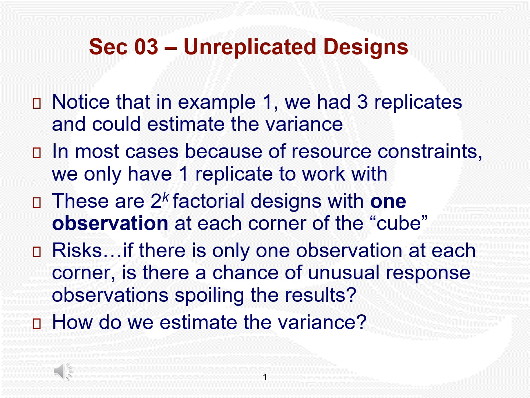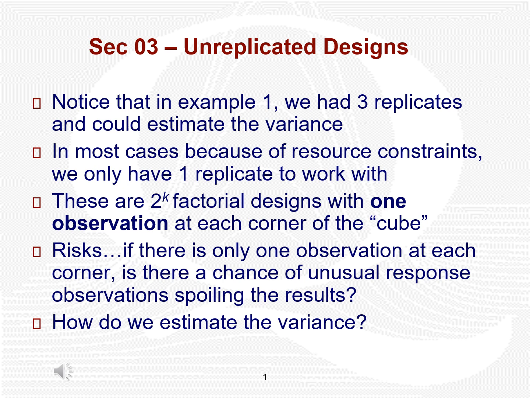Recall that we had 3 replicates for the chemical example. This is what allowed us to estimate the variance. Majority of the time, because of resource constraints, we only have one replicate to work with, only one observation.